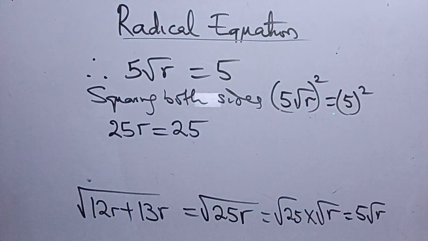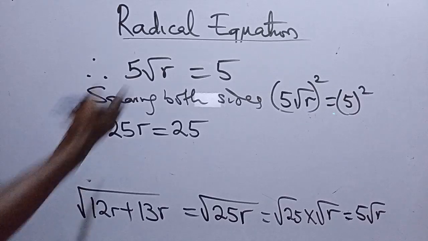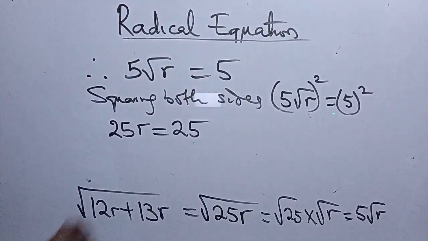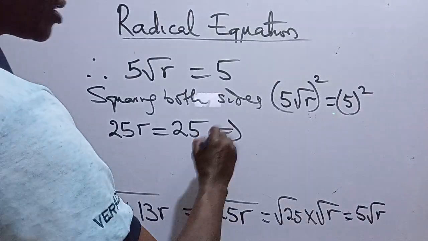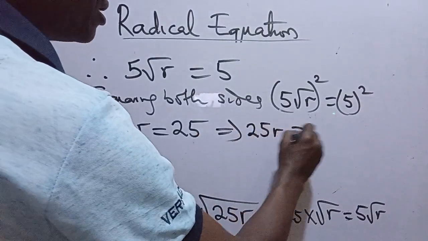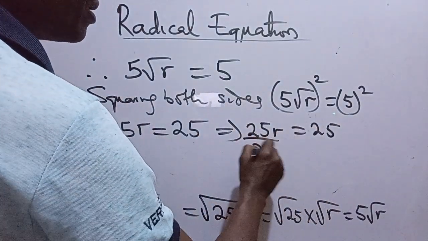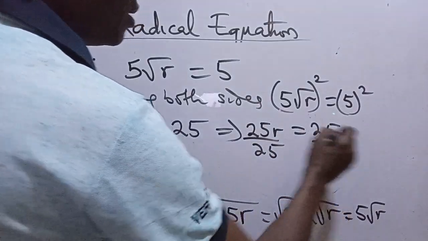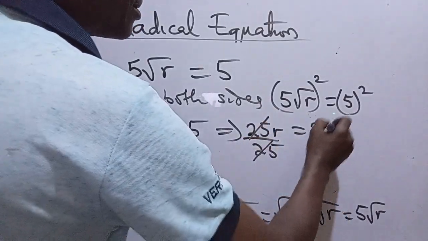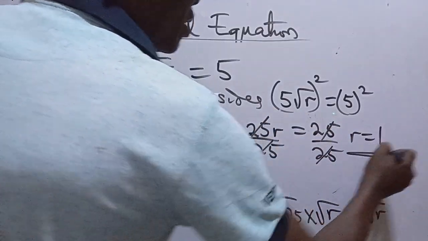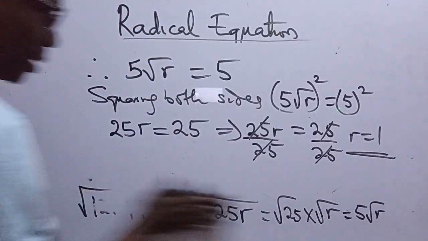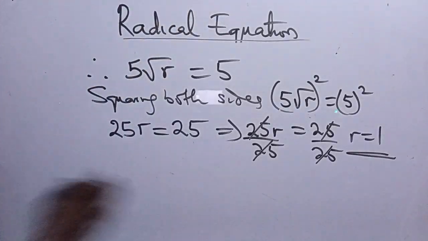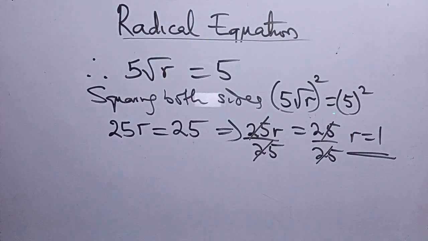So obviously, what follows here? 25 is common, just like the way we have to do it here. So divide both sides by 25, which implies 25r over 25 is equal to 25 over 25. So this cancels, this cancels. So r is equal to what? r is equal to 1. So r is equal to 1. The value for the entire radical equation here: r is equal to 1.